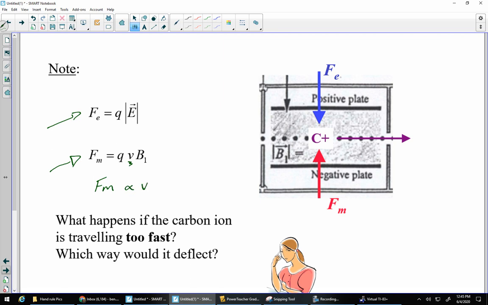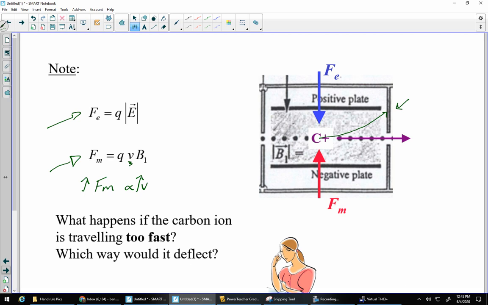It's a direct relationship. So if it's going too fast, its speed is too large, it's going to have a larger magnetic force, but the electric force is still going to be exactly the same. So larger magnetic force, but the electric force is going to be the same. Let's see, magnetic force is there. It's going to cause it to curl up and smash into this plate over here. Not actually going to make it through the velocity selector. Any guesses as to what's going to happen if it's going too slow?